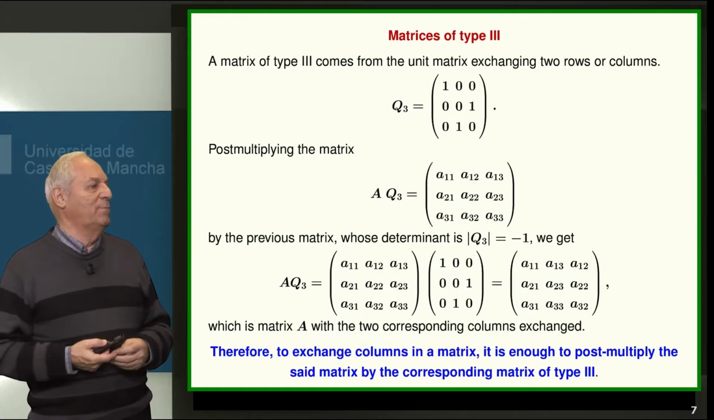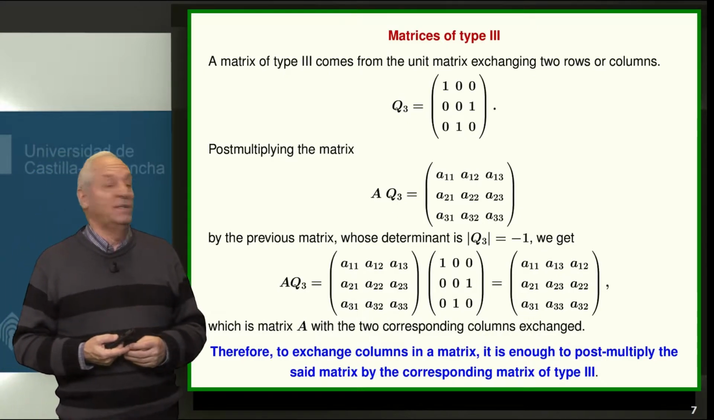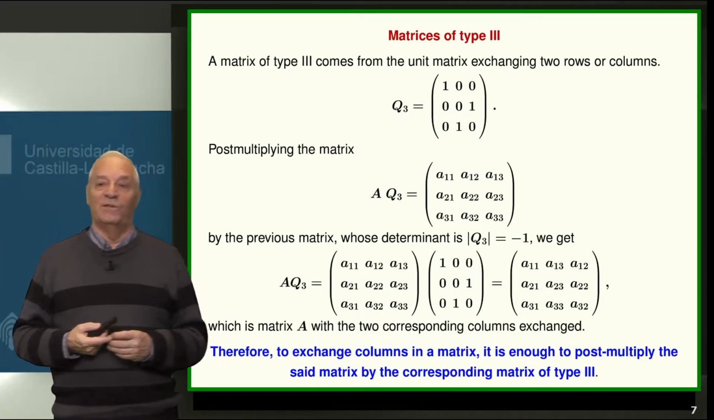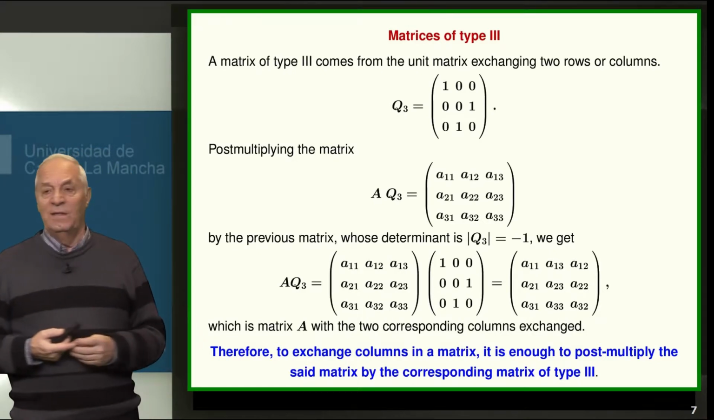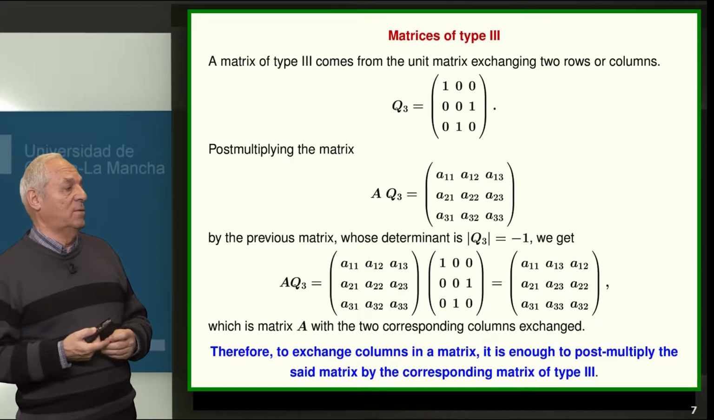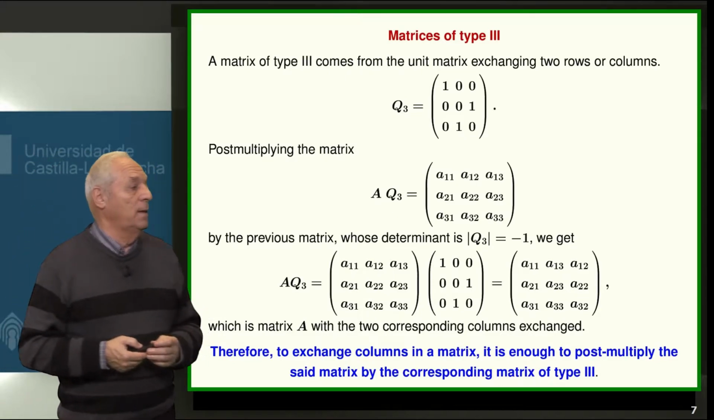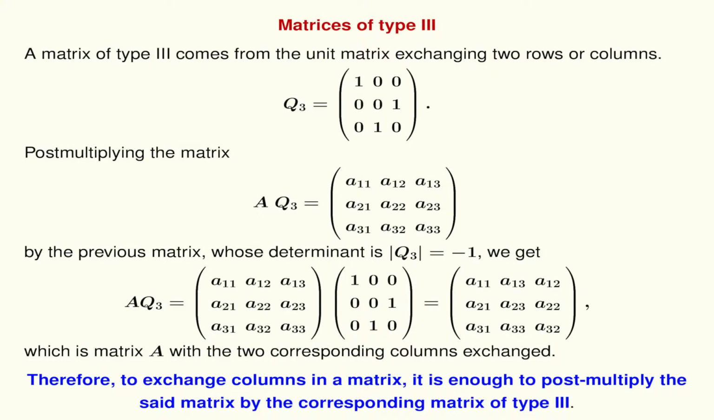what happens if we multiply a matrix from behind by a type 3 matrix? If you do it, you will see that the two columns are exchanged, those corresponding to the ones we have exchanged in the unit matrix. The resulting matrix has the first column unchanged, and columns 2 and 3 have been exchanged. The determinant of this matrix is -1.